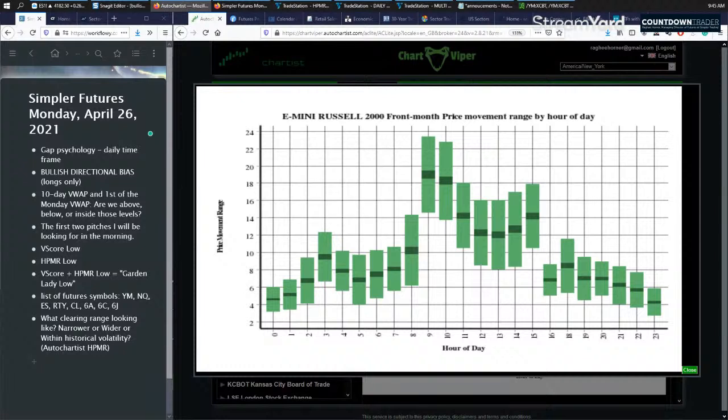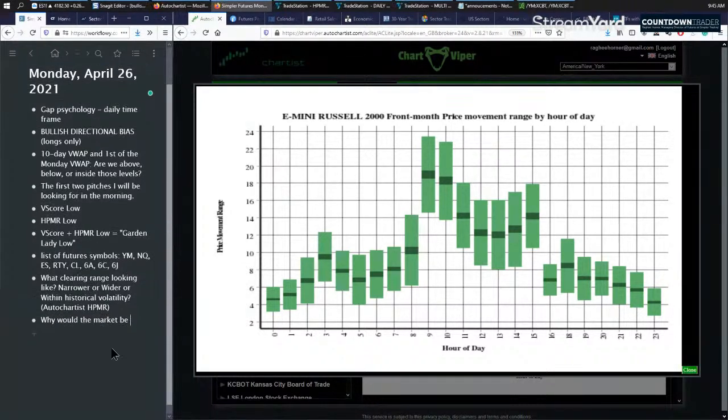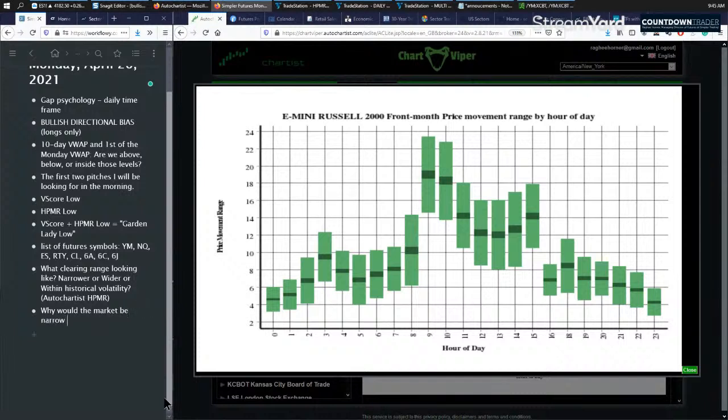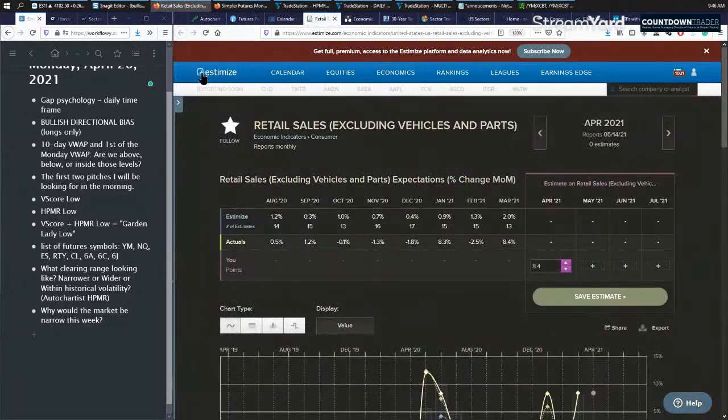So let's see. So pretty narrow ranges just to kick this morning off. And by the way, why might that be? Why would the market be narrow this week in general? It's a pretty easy answer. And we know, let's jump on over to Estimize.